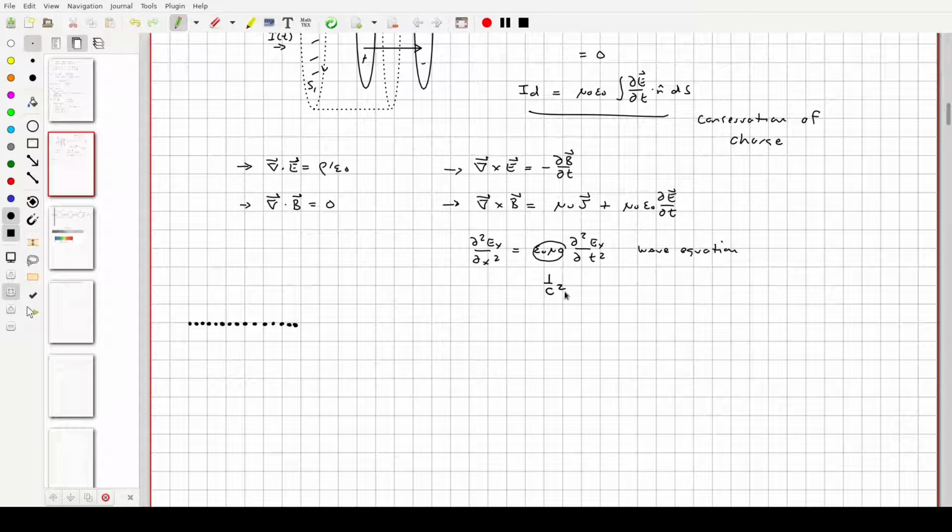Conventionally, we use the letter c for speed. And so what you have here is 1 over c squared equal to mu naught times epsilon naught. So if I solve for c, it's 1 over the square root of mu naught times epsilon naught. And if you solve for this, you end up with a number that's about 3 times 10 to the 8th meters per second. This is the speed of light.